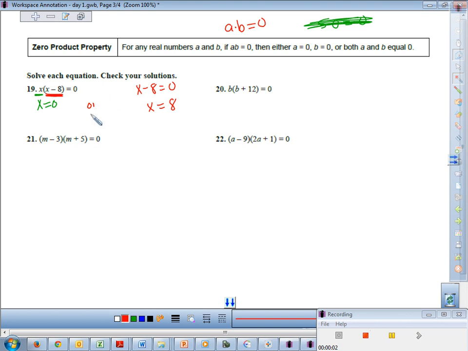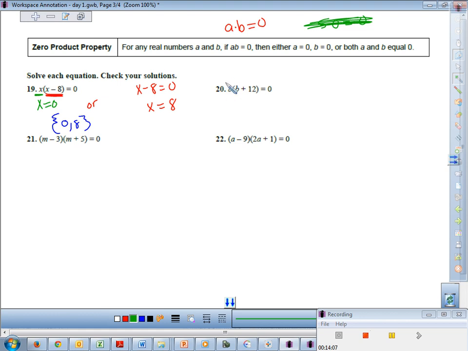And then what they like to do is they like to put that in set notation. Like what is the set of answers in this? So x is 0, x is 8. You put the set brackets like this and you write your two answers inside of there separated by commas: 0, 8.